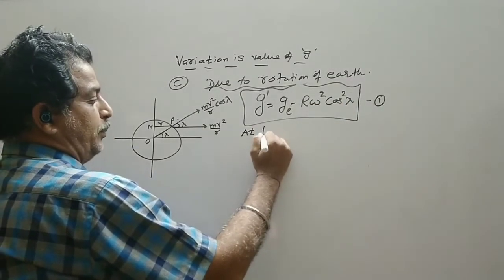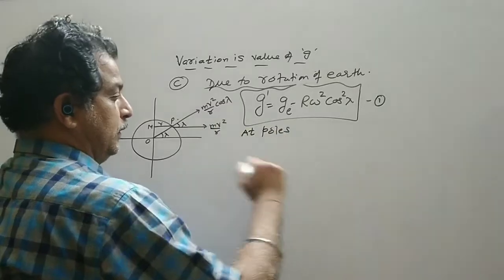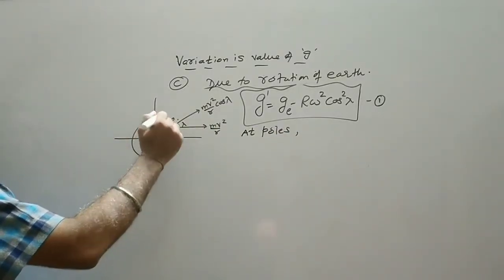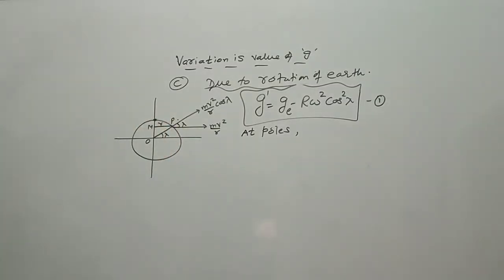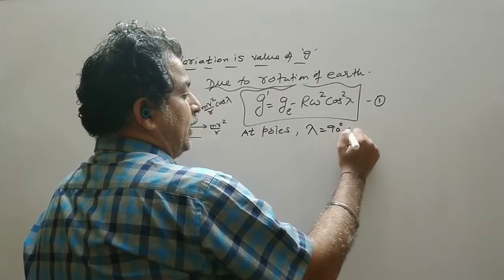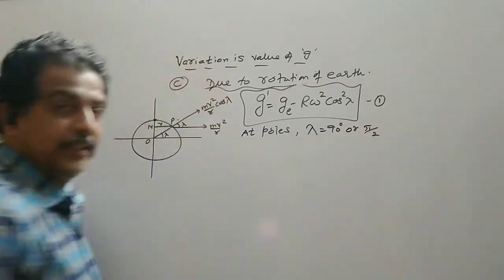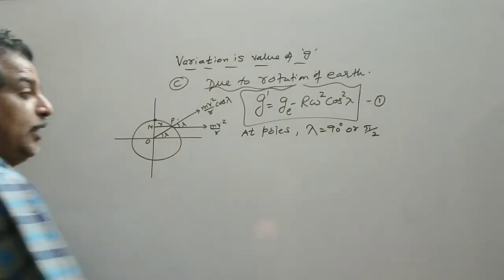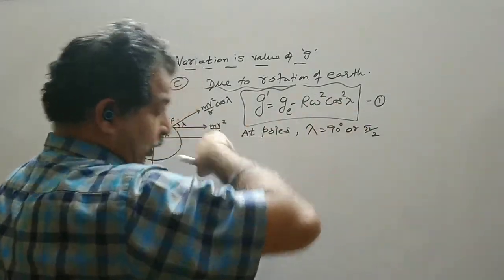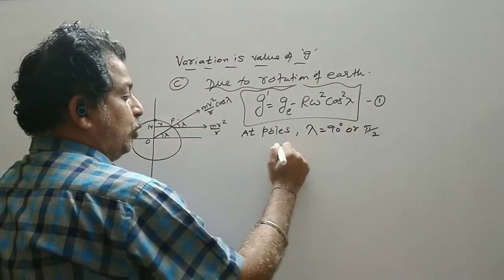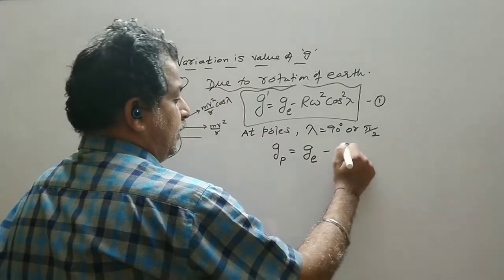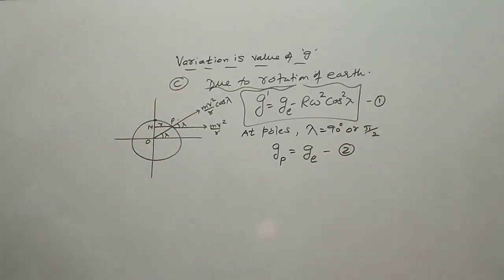Now let us discuss a particular situation at the poles. So for a pole, this is a position or a point at a pole. So at the pole, lambda is equal to 90 degrees or pi by 2, that is, the latitude is 90 degrees. In that situation, cos lambda is 0, cos 90 is 0. So g at the pole is equal to g_e, that is, let us say it is 9.8.